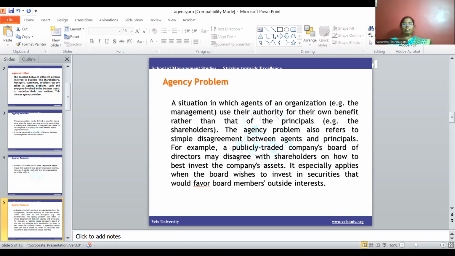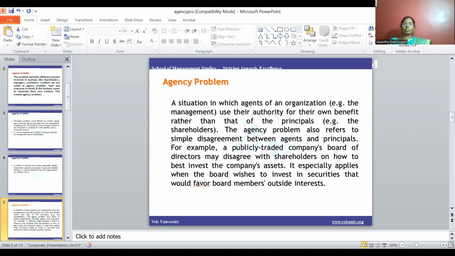Then politicians and voters. Politicians work on behalf of the public. Politicians are called the agent, voters are called the principal. So the voters are electing the politician, but the politician is working for their own interest rather than the voters' interest. The conflict of interest arises between agent and principal. This is called an agency conflict.